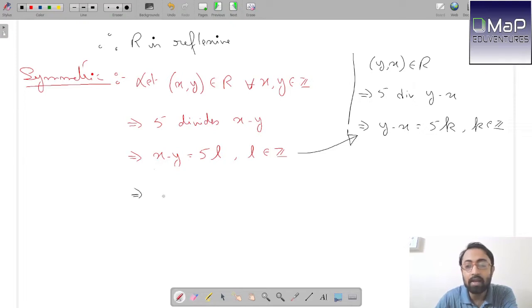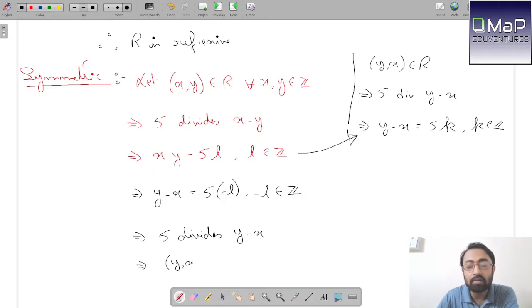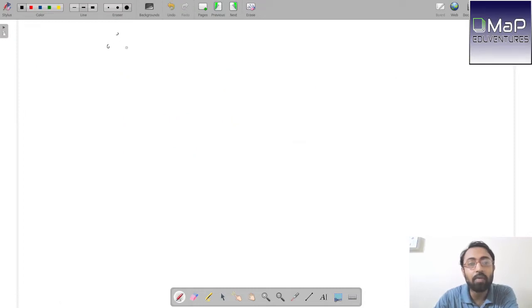Both sides, if we multiply by minus, then we will have minus l here. Okay, now l being an integer, obviously minus l will again be an integer. So l being an integer, minus l is an integer, that means 5 divides y minus x. Now 5 divides y minus x implies y, x belongs to R, therefore R is symmetric.